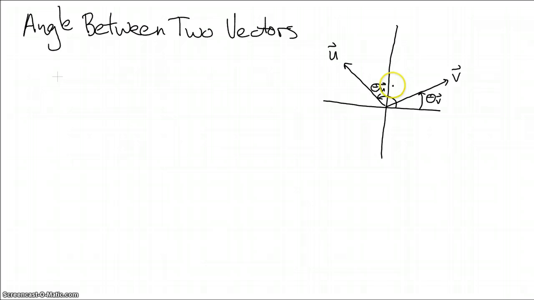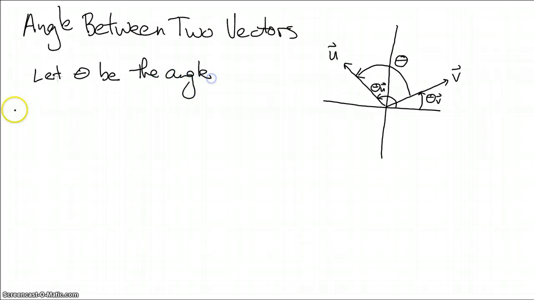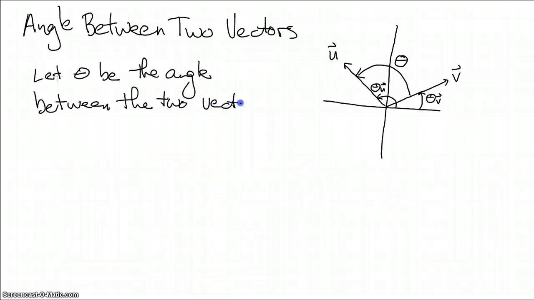So we really have 3 different angles that we're looking at. I have the direction angle for v, I have the direction angle for u, but then I also have the angle between these two vectors. Okay, we're going to call this theta. So we are going to let theta be the angle between the two vectors.